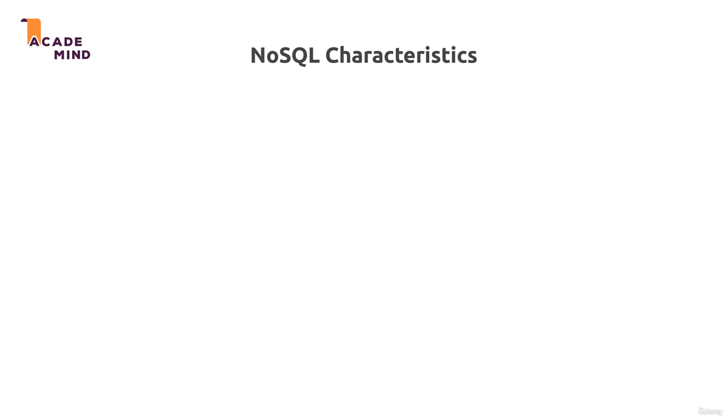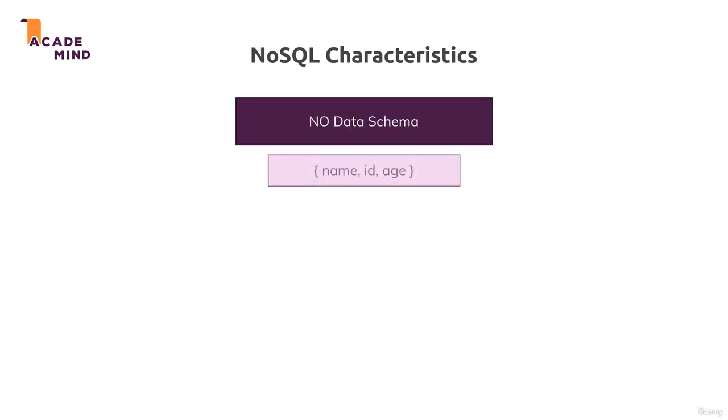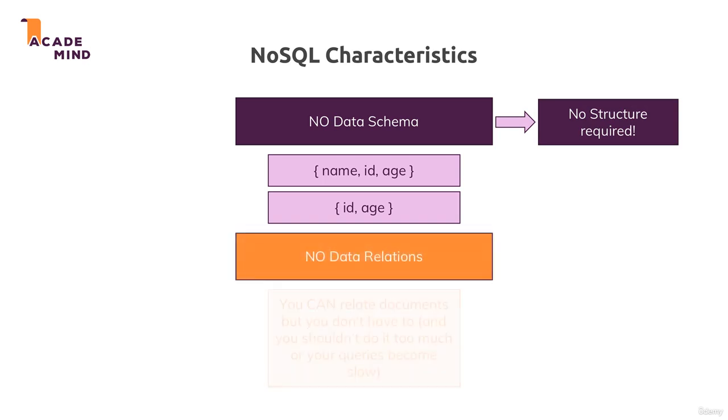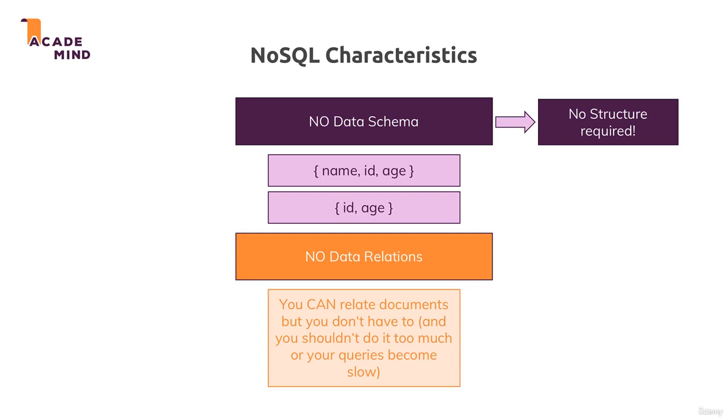So NoSQL characteristics in general are that we have no strong data schema, we can have mixed data in the same collection, no structure is required, and that we have generally no data relations. Now, we can relate documents in some way, and this is possible, and we will see how to work with connected data in the NoSQL module of this course. But generally, we have no or only a few connections, and instead try to copy data and have a collection with documents that work on their own. This is the difference. We also got a difference between SQL and NoSQL regarding our scalability.